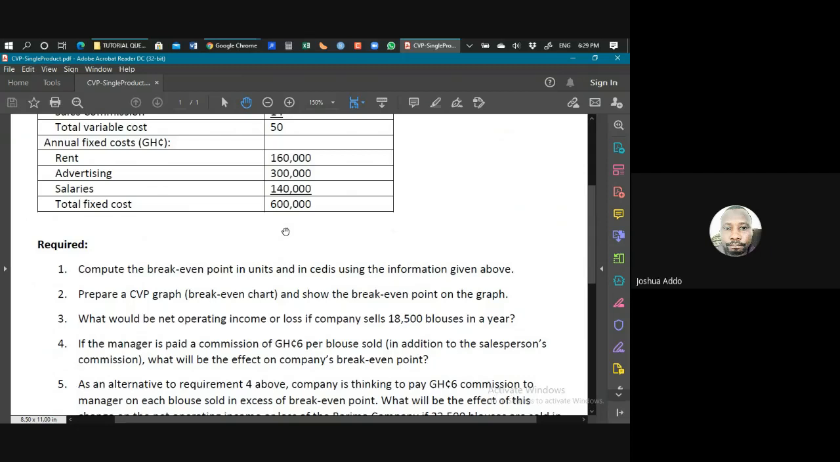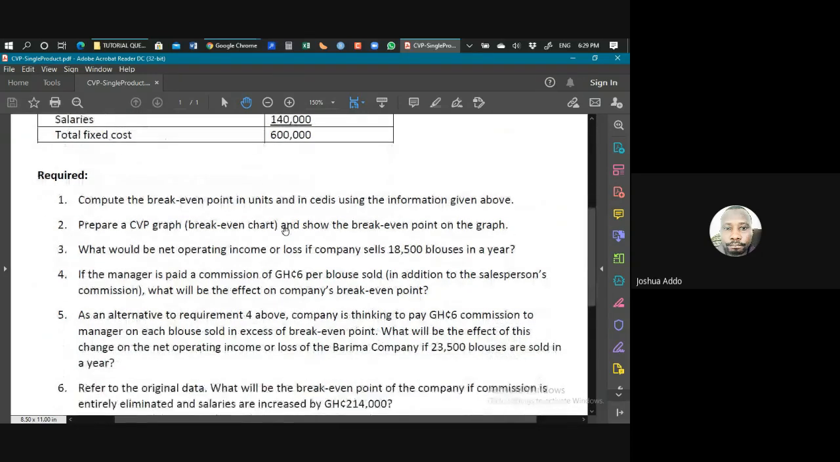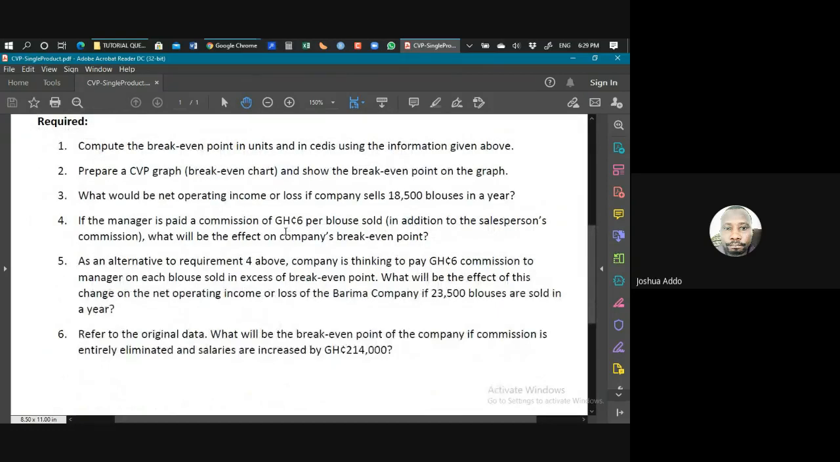Requirement 3. What will be the net operating income or loss if the company sells 18,500 blouses in a year? 4. If the manager is paid a commission of 6 cedis per blouse sold, in addition to the salesperson's commission, what will be the effect on company's break-even point? So this is some sort of sensitivity analysis. 5. As an alternative to requirement 4 above, company is thinking to pay 6 cedis commission to manager on each blouse sold in excess of break-even point. What will be the effect of this change on the net operating income or loss of Nerima Company if 23,500 blouses are sold in a year?